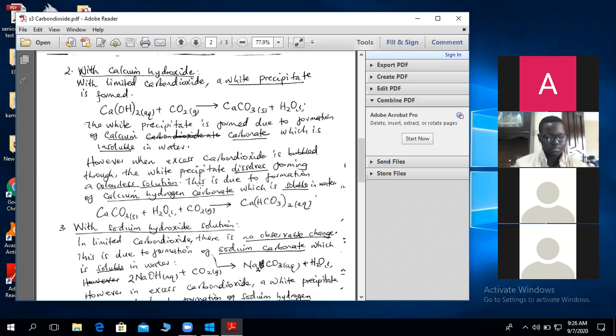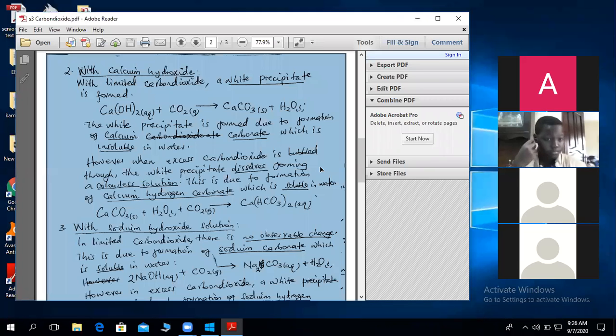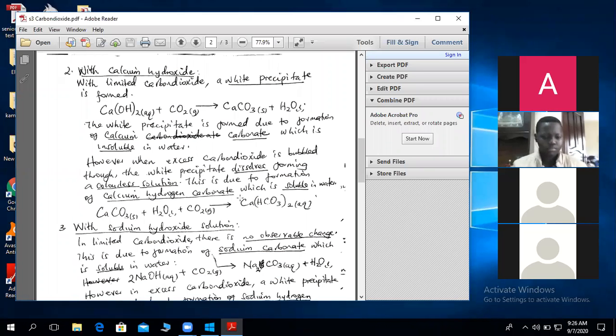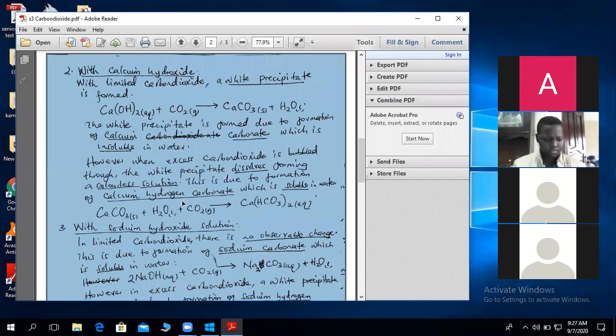What is that colorless solution? The colorless solution is due to the formation of calcium hydrogen carbonate, which is soluble in water. So calcium hydrogen carbonate is soluble in water, but calcium carbonate is insoluble. So our equation is there.